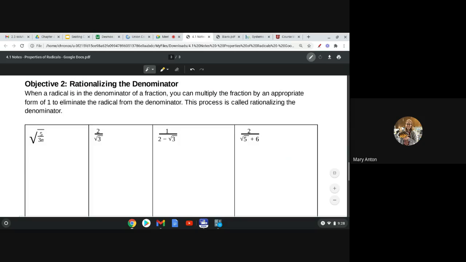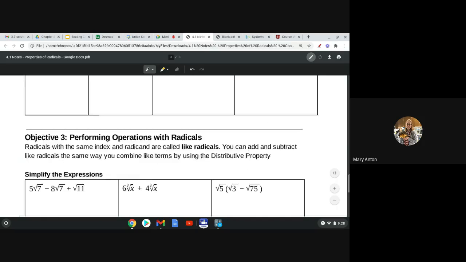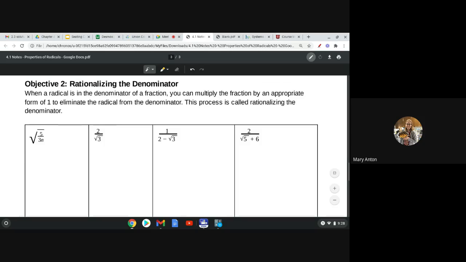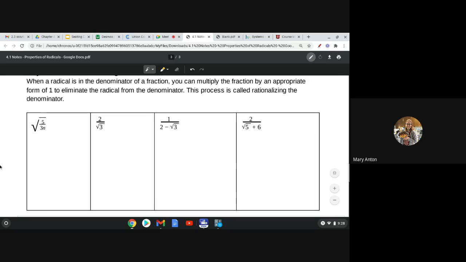All right, and y'all, lastly, objective 2. Rationalizing the denominator. This just means get rid of the square root in the denominator. Okay, y'all, square root of 5 over 3n. Let's simplify this. This is just the square root of 5 over the square root of 3n.